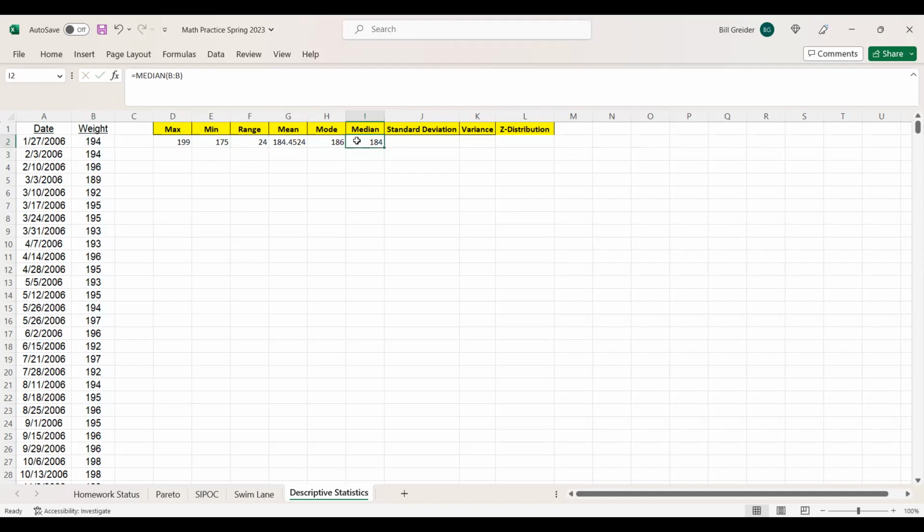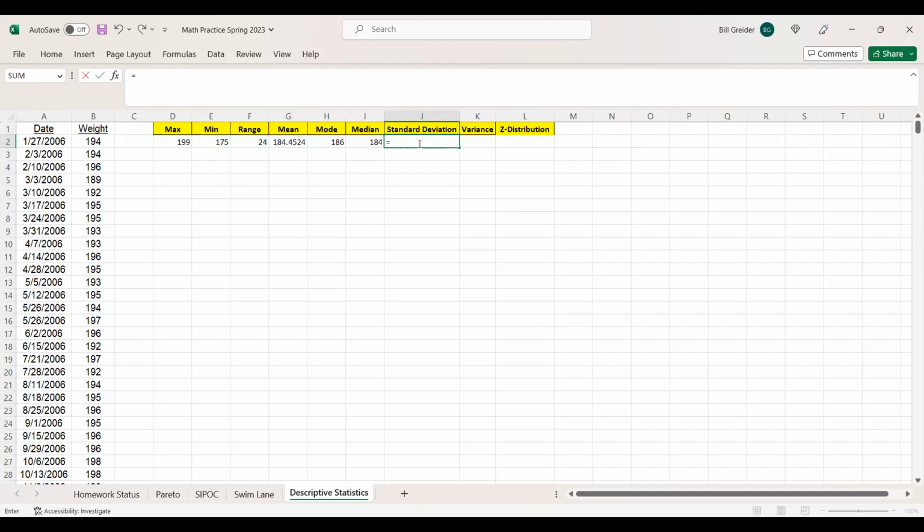All right. And then standard deviation, all that is a measure. What's the average amount of weight variation week to week from my mean, from the average? So my average is 184. How much variation is in my process, of my weight?